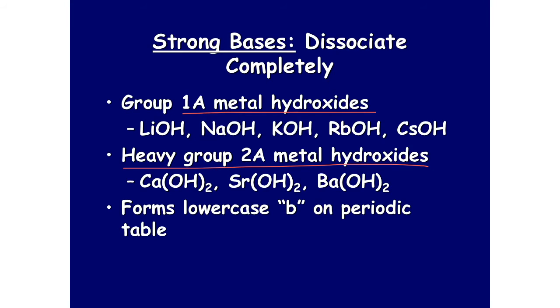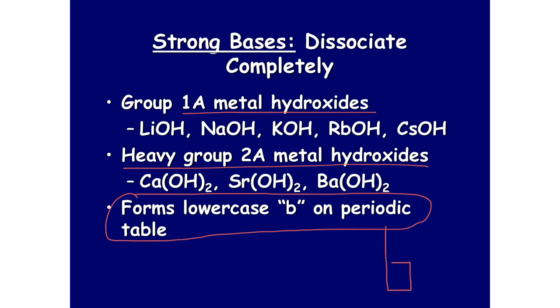If we take a look at our periodic table, if you go down group 1 and then over and up on group 2, it will make a B. So it helps us remember that those 8 metals, lithium, sodium, potassium, rubidium, cesium, then barium, strontium, calcium, those 8 metals with hydroxide are our strong bases. And we need to memorize that also.